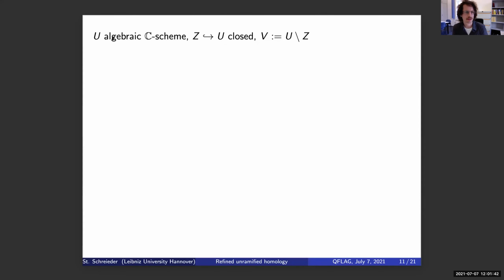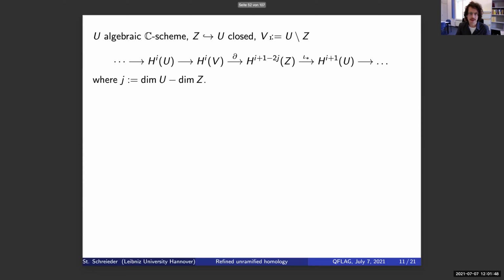The point is that whenever we have an algebraic scheme U and a closed subset Z with complement V, then there is a Gysin sequence. This is just the long exact sequence of the pair in Borel-Moore homology. So there's always a sequence like this. With my convention, it reads exactly like that. So you restrict from U to V. Then there's a residue map to the cohomology of Z, shifted by something. And then there's a pushforward map to the cohomology of U.